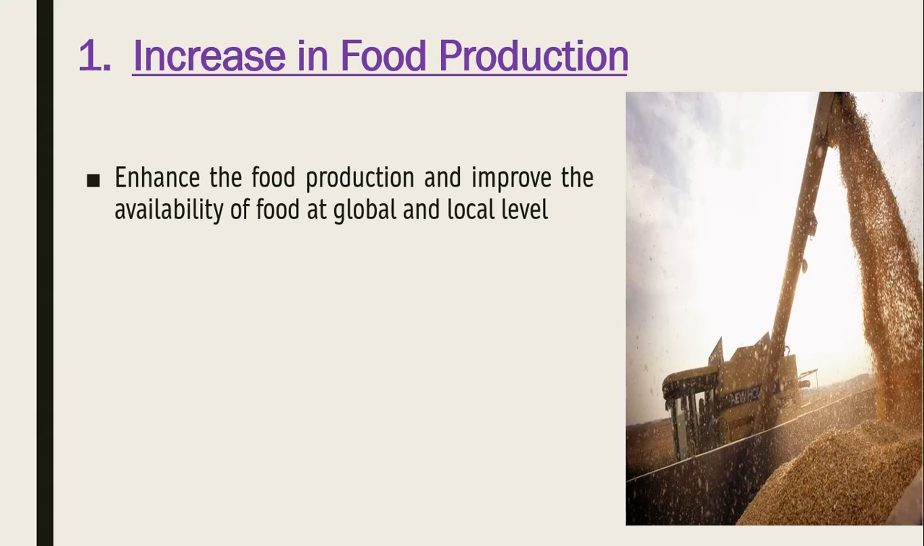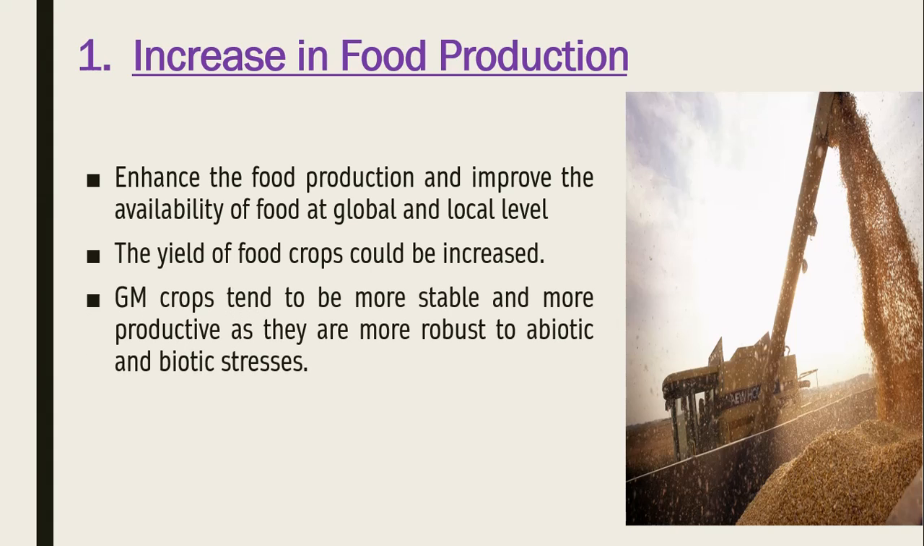In 2012, 170 million hectares, that is approximately 12% of global land, was planted with GM crops like soybean, corn, cotton, and canola. The yield of food crops could be increased with the help of genetically modified technologies. Genetically modified crops tend to be more stable and more productive as they are more robust to abiotic and biotic stresses. Here, abiotic stress includes weather conditions and biotic stress involves pests.